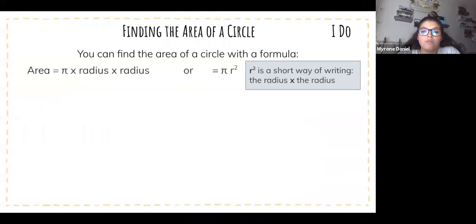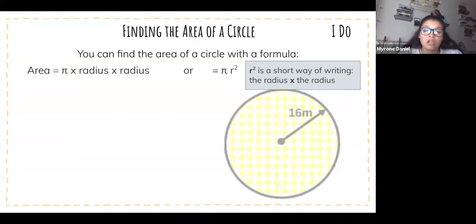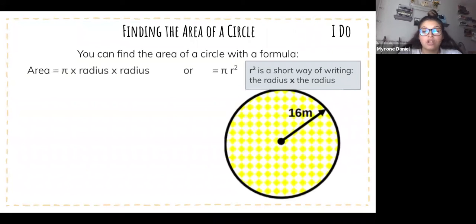So now that we've done that, I'm going to do another I do, then we're going to do a we do and a you do. So you can find the area of a circle using that formula. So I have my circle with a radius of 16 meters. I'm going to use my area equals pi r squared.